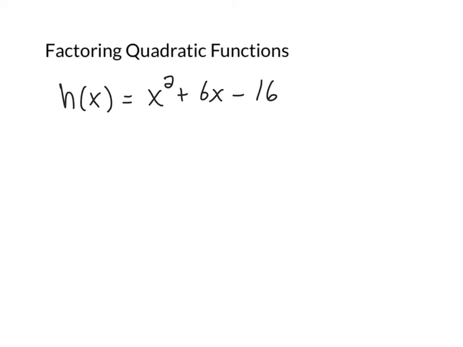All right, we're back. Here's our next example. H of x equals x squared plus 6x minus 16. And so our question is, can I find two numbers that if I multiply them together, I get negative 16, but if I add them together, I get positive 6? So this would be a great opportunity for you to pause the video and try this on your own before we proceed.